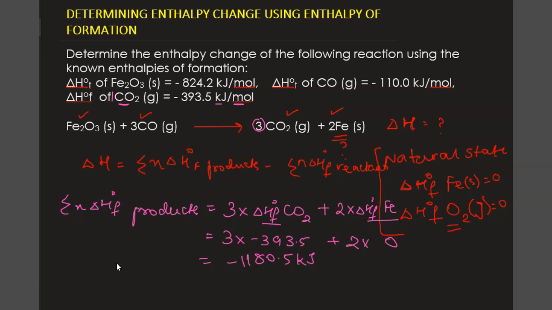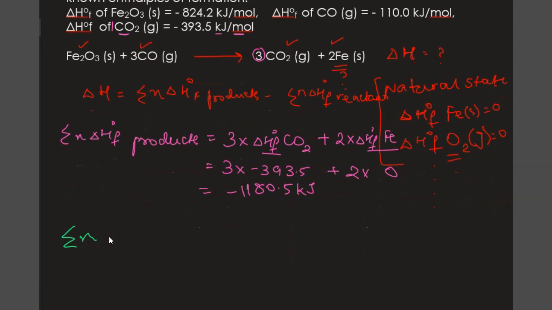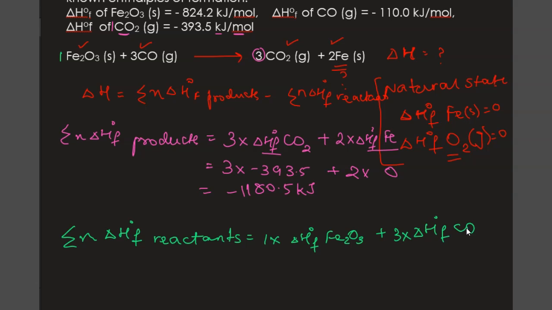So next we find out the sum total of number times enthalpy of formation of reactants. Now my reactants are iron oxide and 3 moles of carbon monoxide. So my iron oxide is negative 824.2 kilojoules per mole, but I have 1 mole. So I'm just going to write it as 1 times delta H naught F of iron oxide plus 3 times delta H naught F of carbon monoxide.